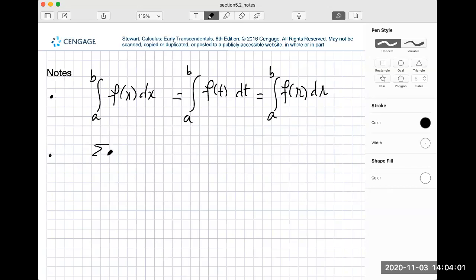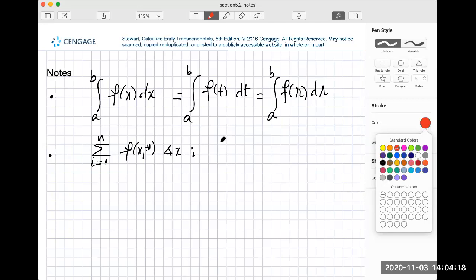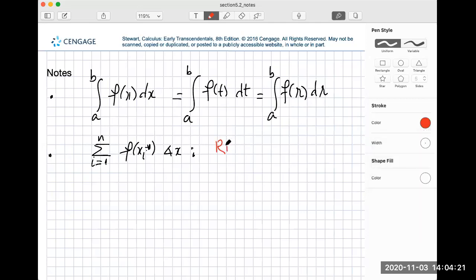The sum from i equals 1 to n of f of xi star delta x, we call it the Riemann sum. Riemann is a very famous mathematician. He died young, but yeah, you see him many times in math. He's a great mathematician. His PhD advisor is Sir Gauss. Amazing.